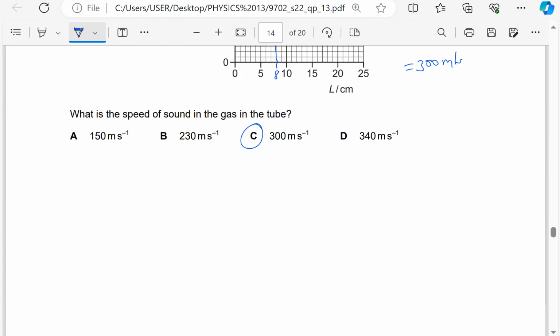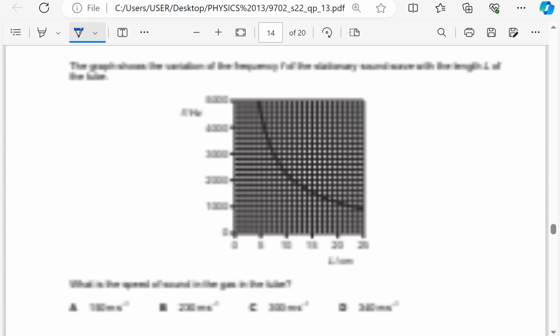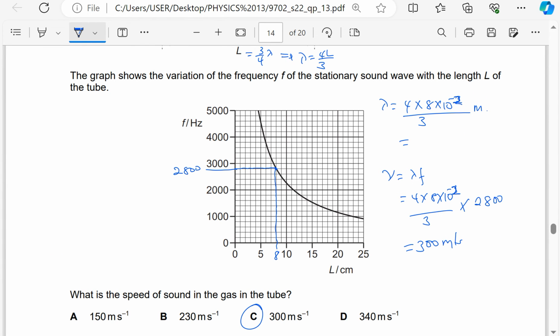So that is C. You could use any other value as long as you choose a point which is clearly at the center. You could choose this point here with against 5 and check if you could get the same answer.